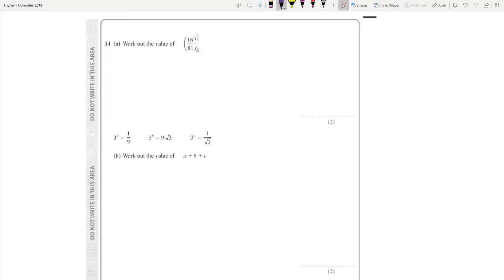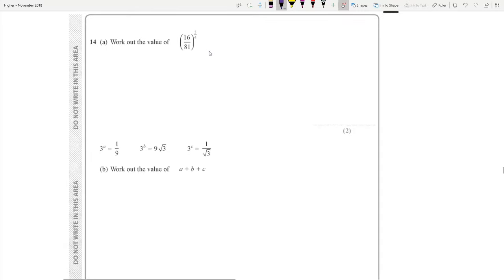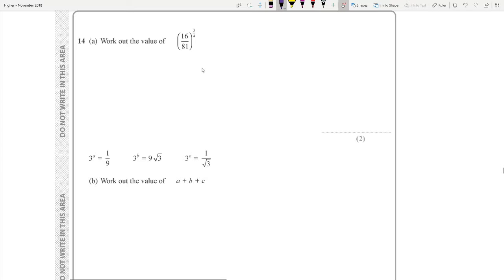So we've got 16 over 81 to the power of 3 over 4. Now with indices, when you have a fractional index, remember that the denominator tells you the root to find, and the numerator tells you what power to raise it to. So what this means is, for 16 over 81, we need to find the fourth root of it. So I'm going to find the fourth root and then raise it all to the power of 3.